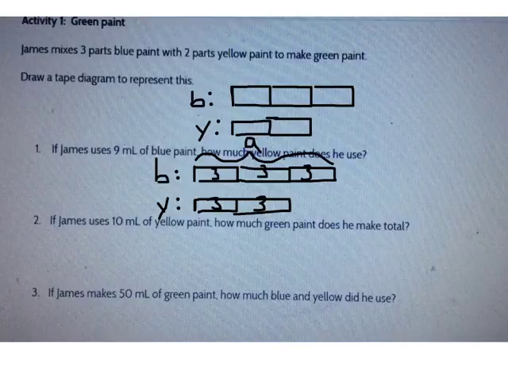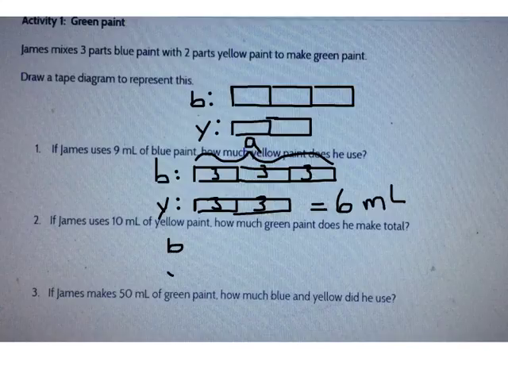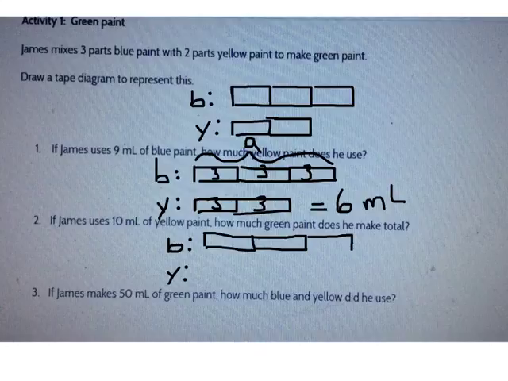So when I put that yellow paint together, how much yellow paint did James use? 3 plus 3 is 6. So James used 6 milliliters of yellow paint. Let's do another problem. If James uses 10 milliliters of yellow paint, how much green paint does he make total? Well, let's draw our diagram again. 3 boxes for blue and 2 boxes for yellow.